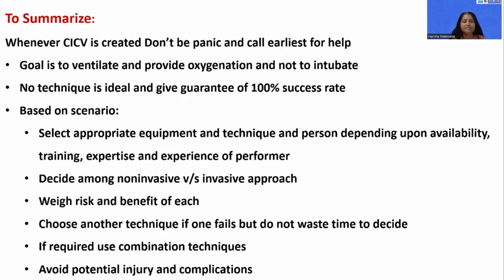So, to summarize, whenever a can't intubate, can't ventilate scenario is created, don't panic, but call for help at the earliest. Our goal is to ventilate and provide oxygenation, not to intubate. And remember, no technique is ideal or guarantees a 100% success rate. But based on the scenario, we have to select the appropriate equipment, technique, and person depending upon availability, training, expertise, and experience of the performer.